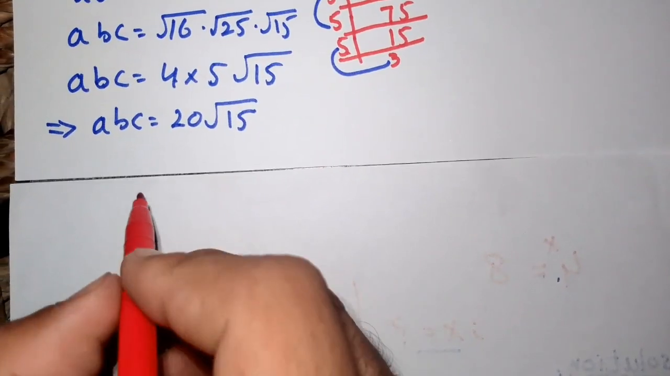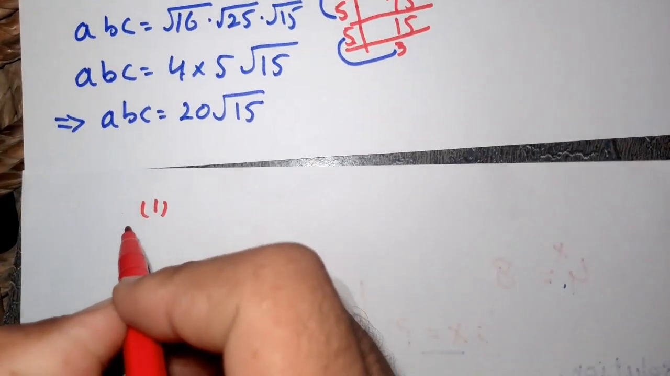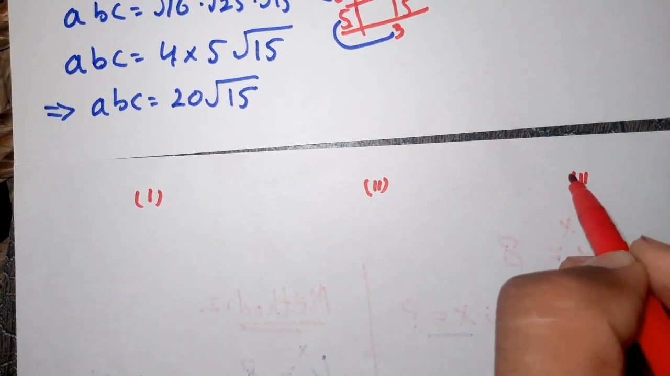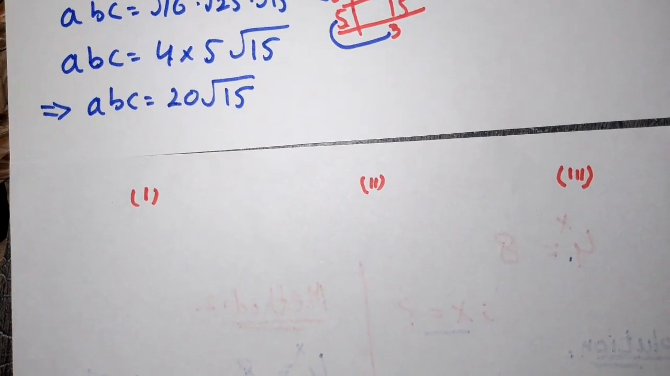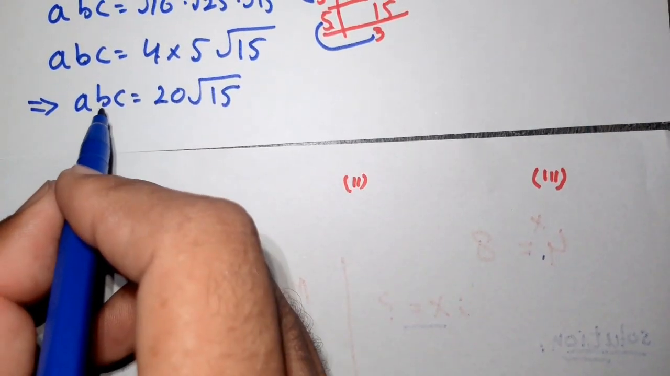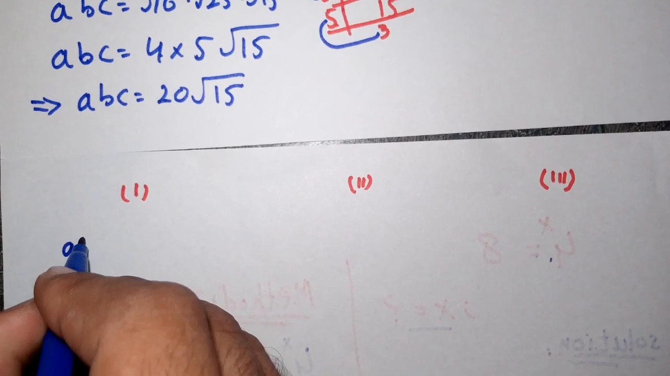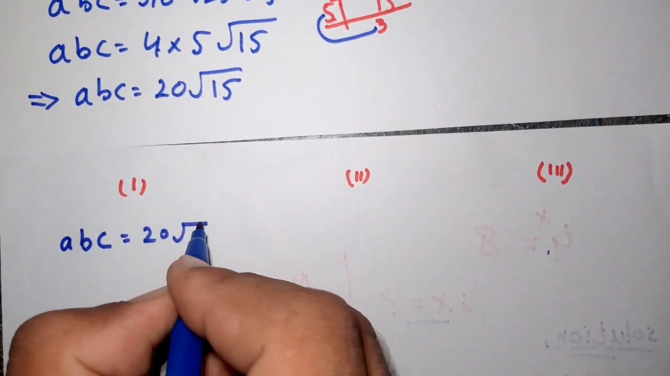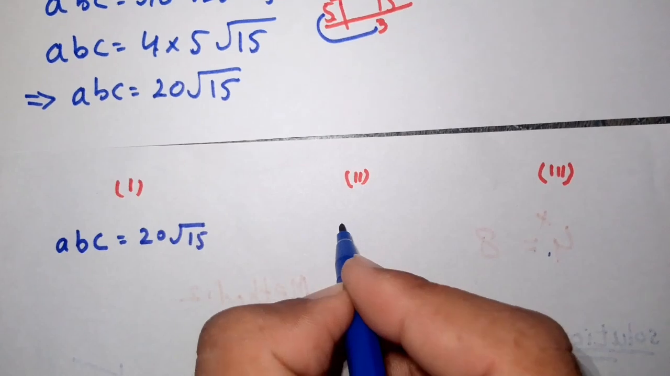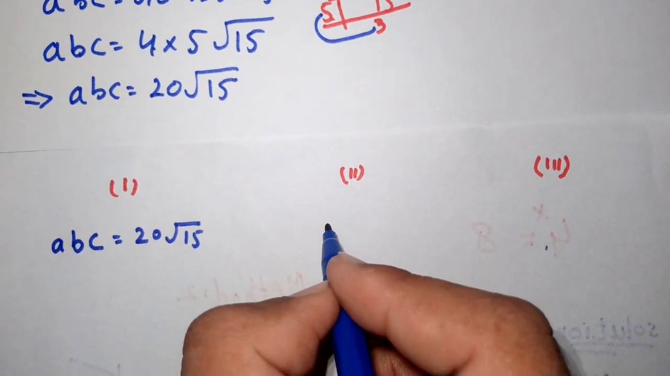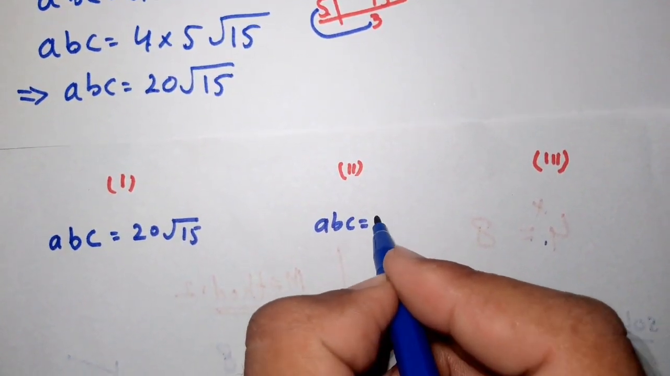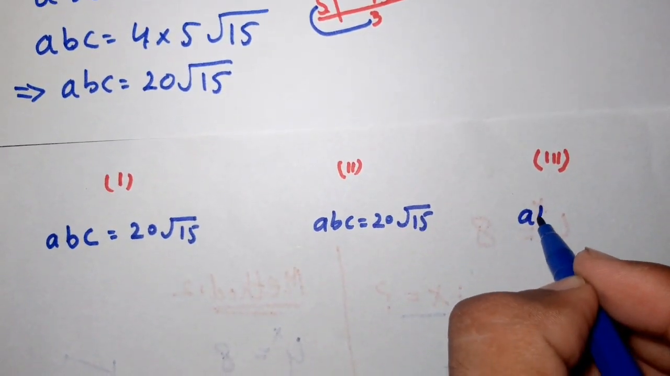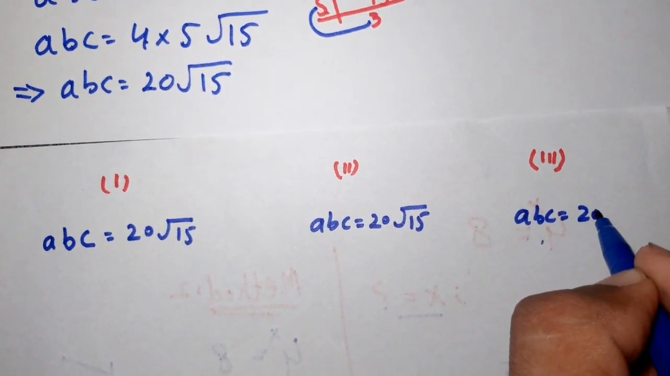Now this is step 1, step 2 and step 3. We know that ABC is equal to 20 square root of 15.